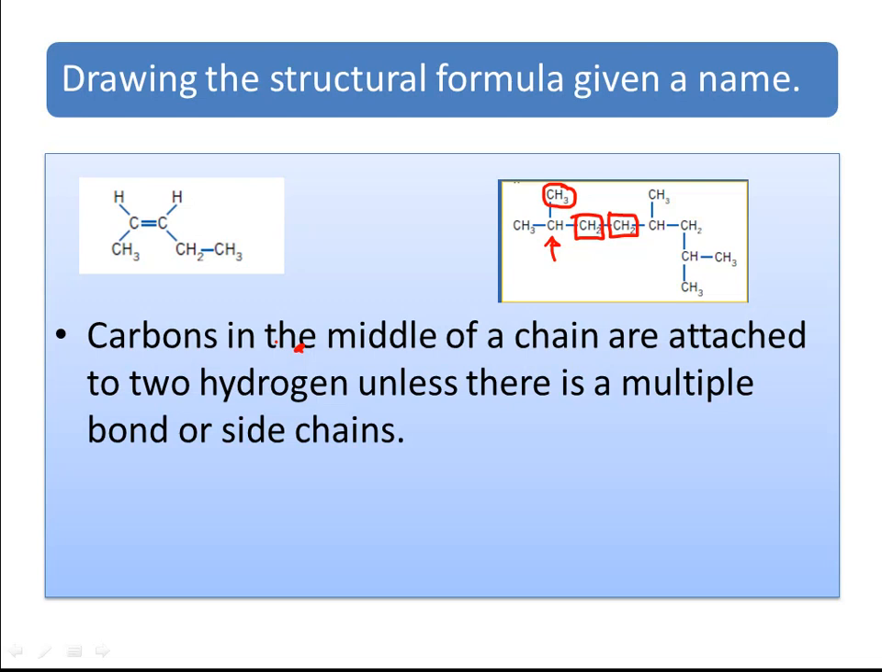Or if there's a multiple bond, let's look what happens here. We've got a multiple bond here, and this carbon that's sitting in the middle of the chain doesn't have 2 hydrogen atoms. It has got only 1. Both carbons that are sharing this double bond, they've got 1 hydrogen atom because they are sitting in the middle of the chain and there's a double bond. So that's what we mean by if there's a multiple bond or a side chain, you're not going to get 2 hydrogen atoms sitting on a carbon that is in the middle of a chain.